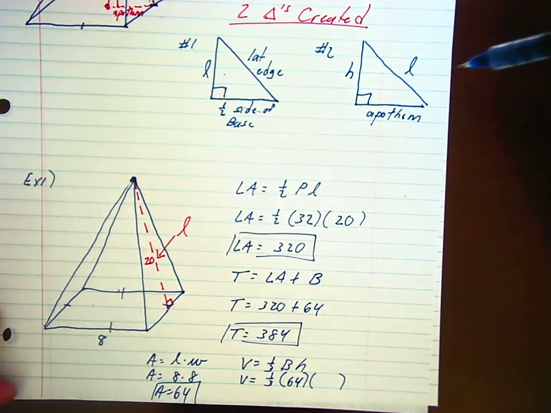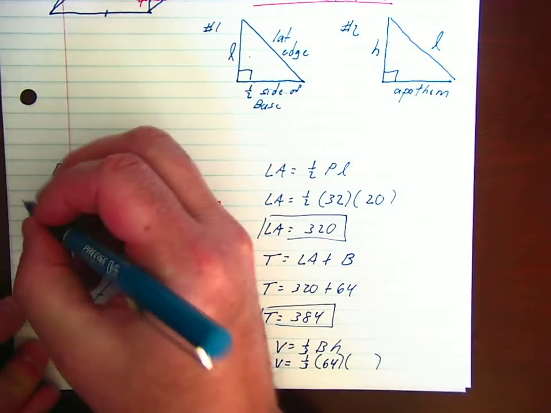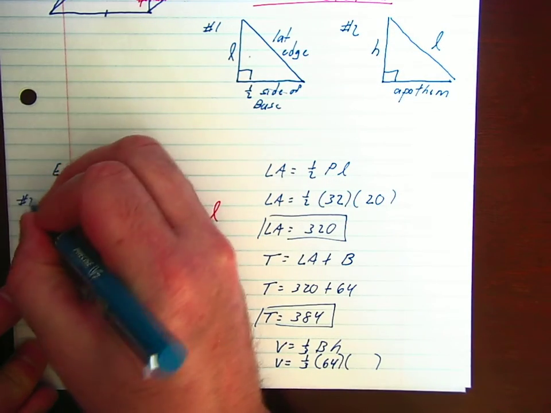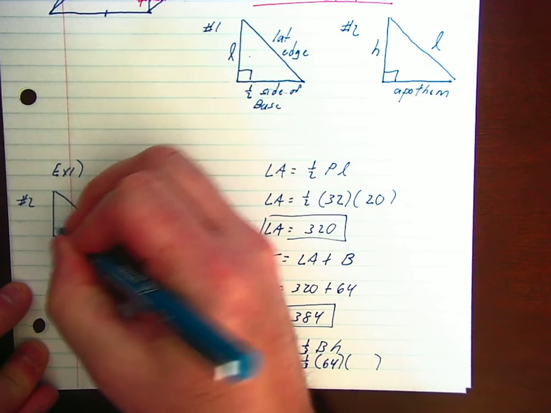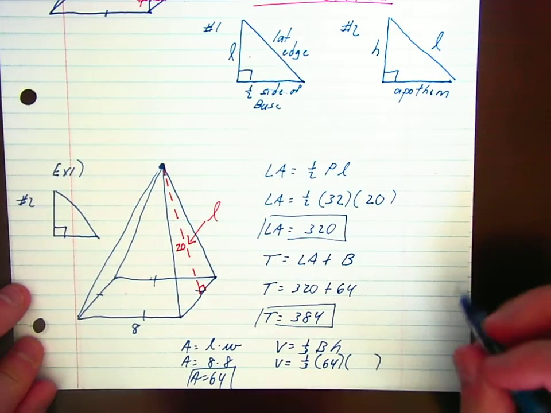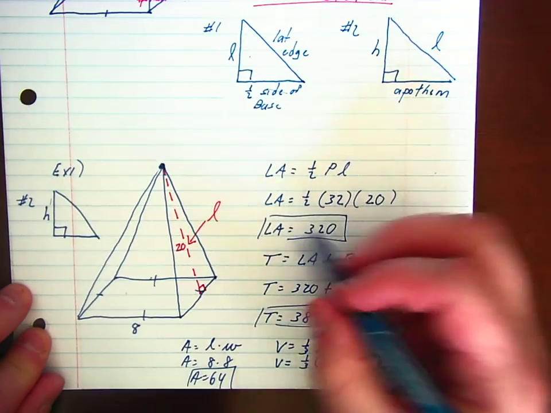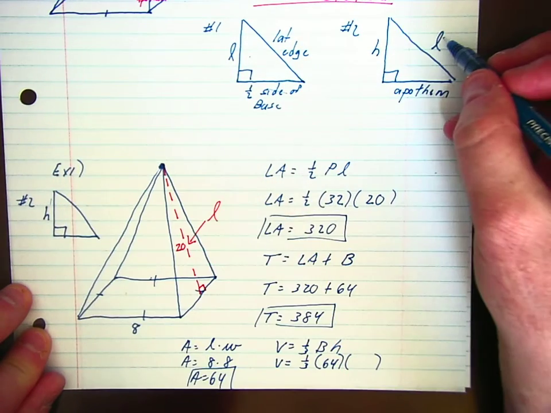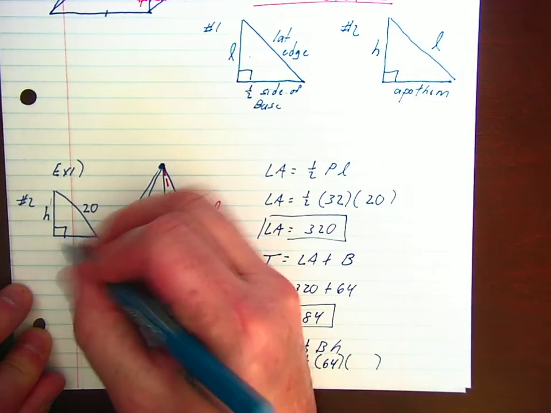So you're going to have to do some side work. Somewhere on your paper, I'm kind of out of room here, so I'm just going to do it over here. I'm going to create triangle number 2, and I'm going to find H. So triangle number 2 says this is H, so I don't know that. So there's H. This, according to triangle number 2, is L, which I have. It's 20. And this is the apothem.